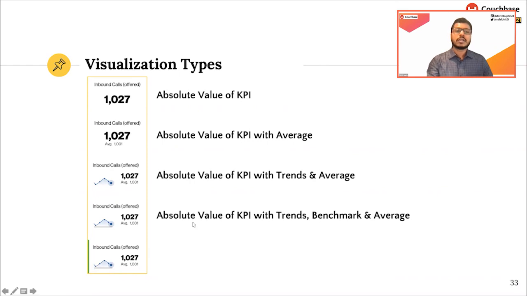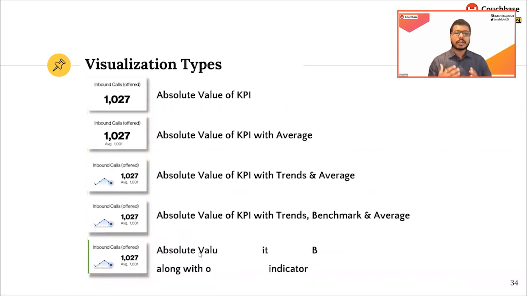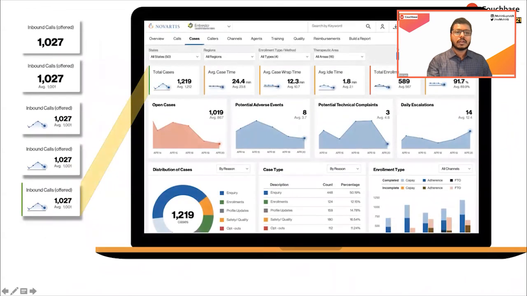So with just a simple method of talking and understanding the user, you are looking at the absolute value of the KPI, you look at it with the average, you look at it with the trend and average, you look at it with the trend, benchmark, and average, and then finally you look at the value with trends, benchmark, average, and an overall health indicator as well. Now you see, this is just one aspect of the entire data which you are looking at. In the same way, all these datas talk about different stories, about different KPIs from different perspectives, from different angles. And not only that, it also helps you understand what is going to shape next, and even filtering the information or looking at the data from different perspectives.